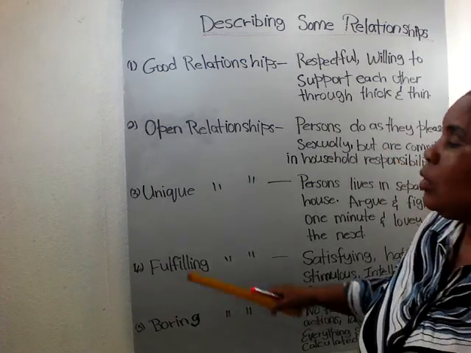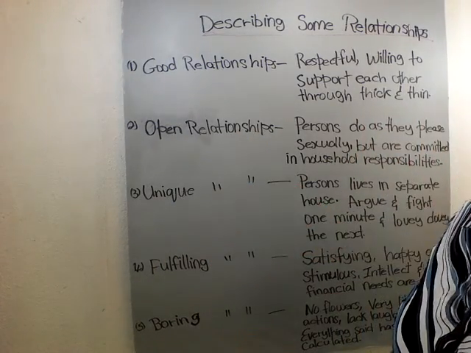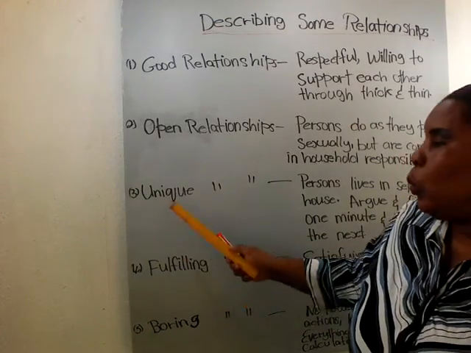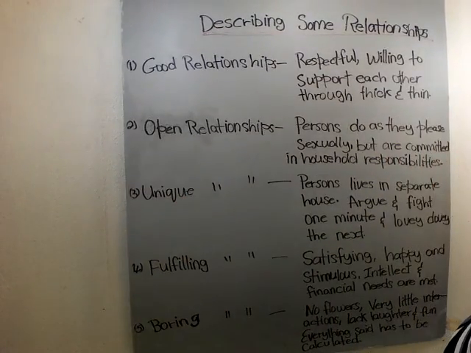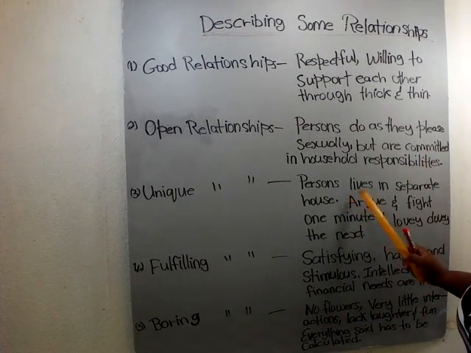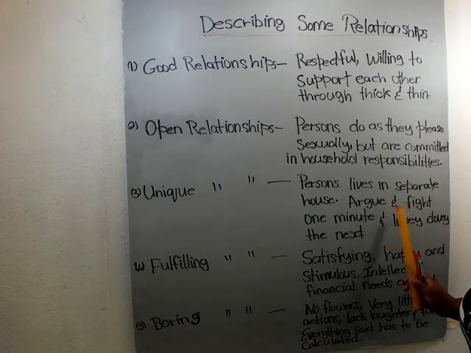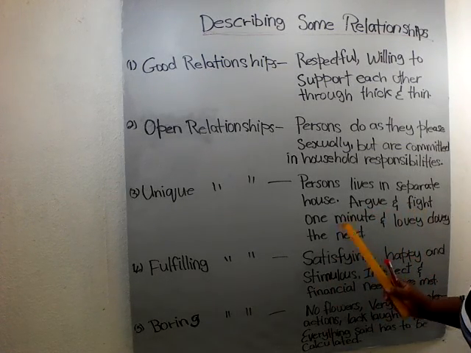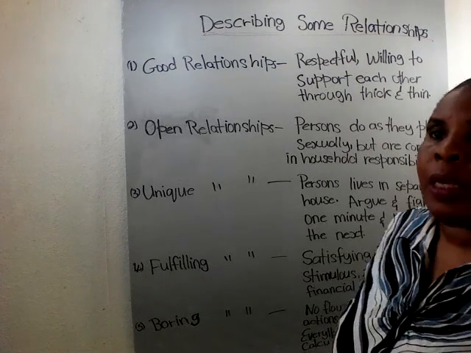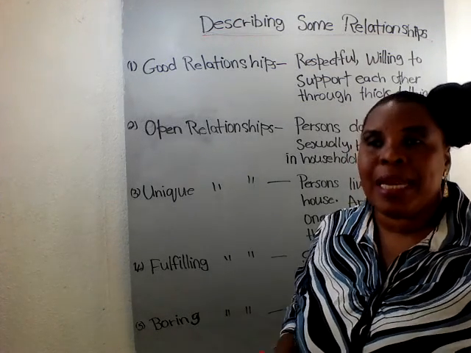All right, so let's go to number 3. The dash here means relationships. So unique relationships. And what are some characteristics of a unique relationship? Persons live in separate houses, argue and fight one minute and are lovey-dovey the next.